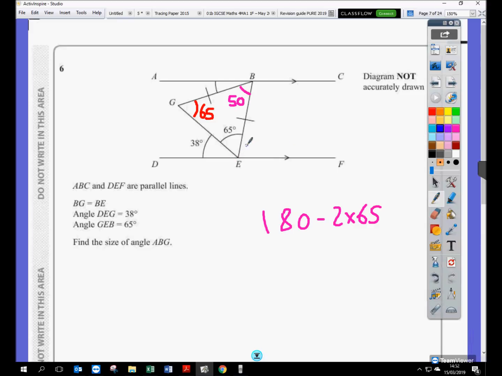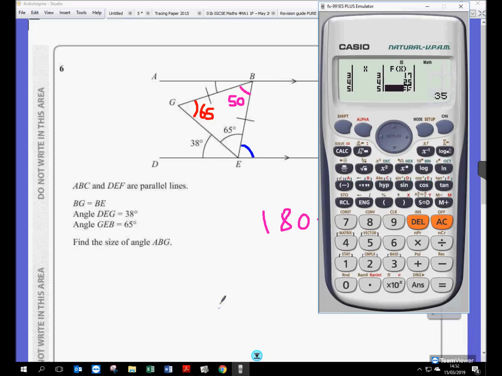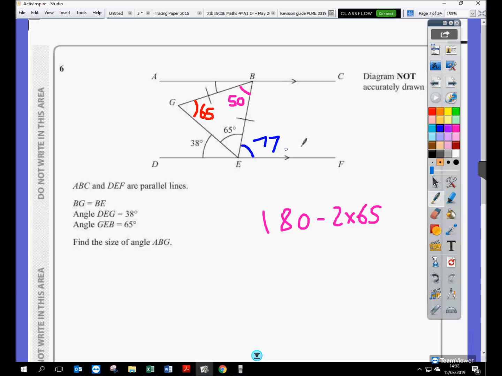Which other angles can you work out? This one here. Angles on a straight line add up to 180. So if we do 180 minus 65 minus 38, that gives us this one here, 77.